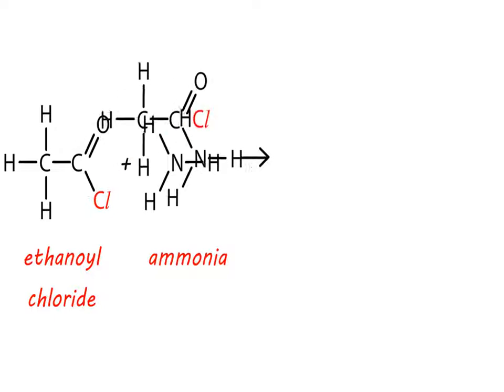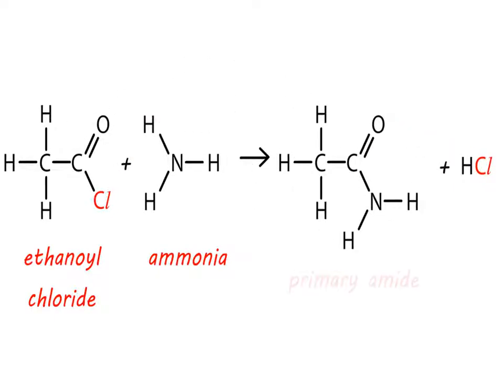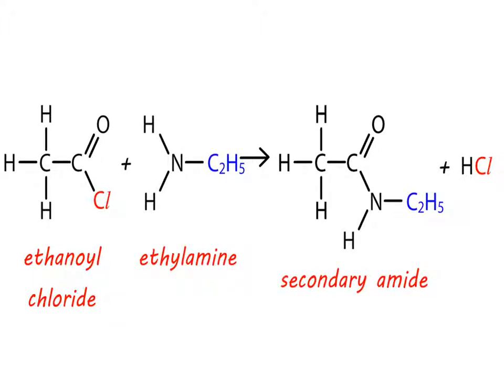Acyl chlorides will react with ammonia to produce a primary amide. A primary amide has the carbonyl adjacent to the amino group, the NH2 group. Similarly, if we replace one of the hydrogens of the ammonia with an alkyl group, ethyl for example, we have the amine ethylamine, and this will also react with an acyl chloride to produce a secondary amide. A secondary amide has only a single hydrogen bonded to the nitrogen.